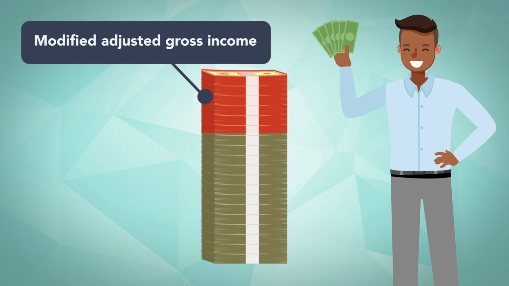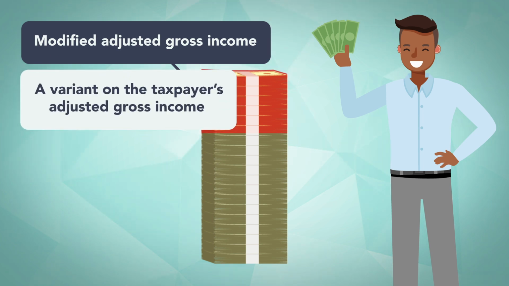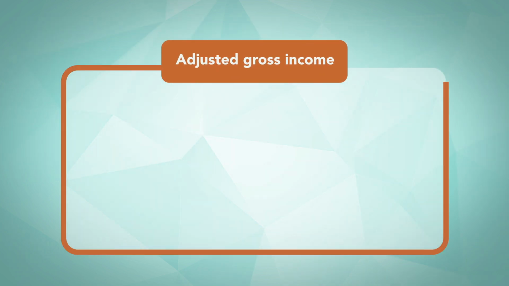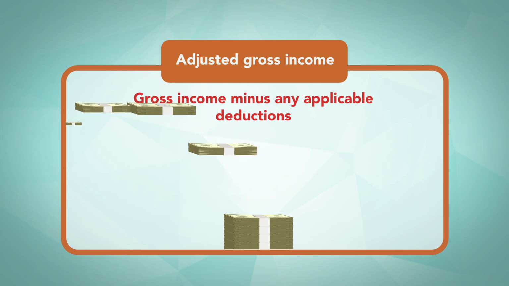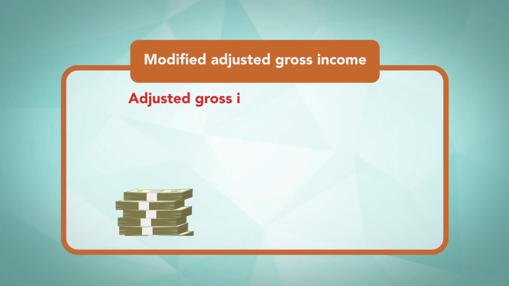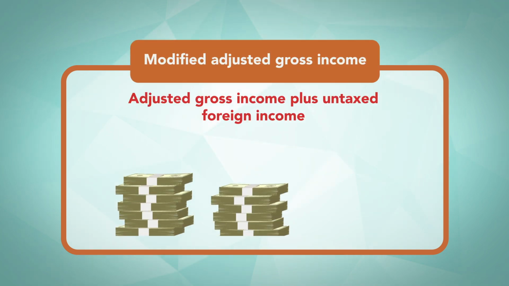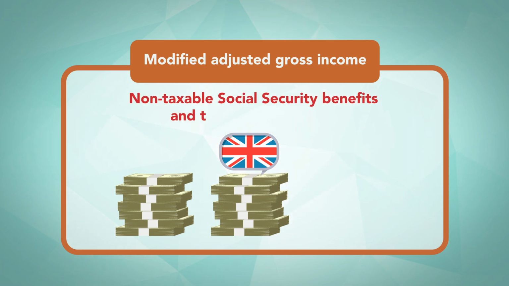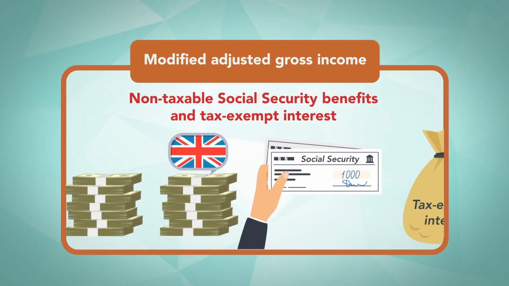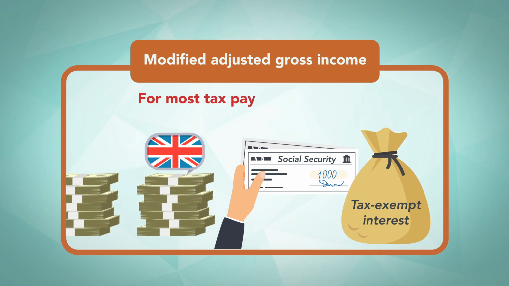A taxpayer's modified adjusted gross income is a variant on the taxpayer's adjusted gross income. Adjusted gross income is gross income minus any applicable deductions. Modified adjusted gross income is adjusted gross income plus untaxed foreign income, non-taxable Social Security benefits, and tax-exempt interest. For most taxpayers, they are the same number.